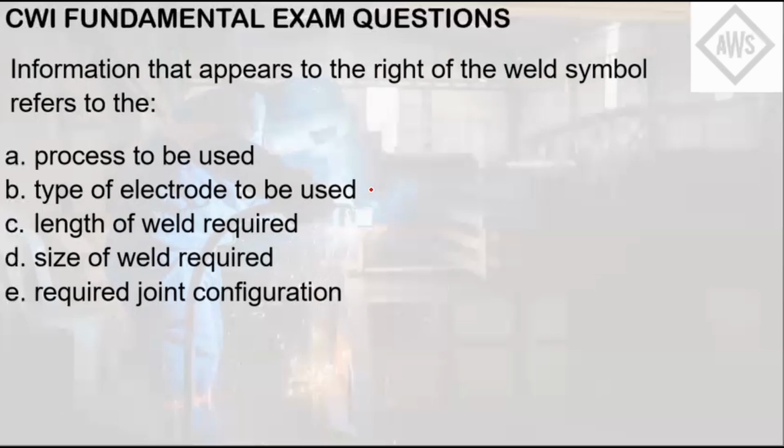The type of electrode to be used can also be indicated in the tail. The size of the weld appears on the left, not on the right of the weld symbol. The required joint configuration can be indicated in the tail, but the weld symbol kind of implies this joint configuration. So the answer here is letter C. The length of weld required does appear on the right side of the weld symbol.